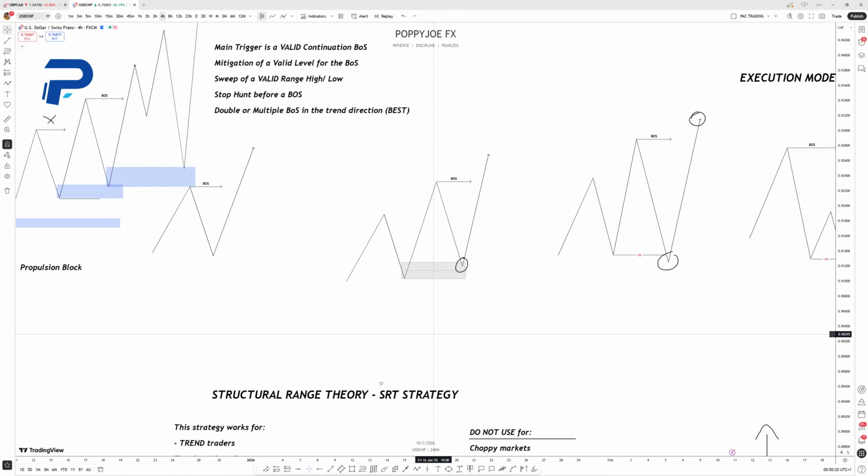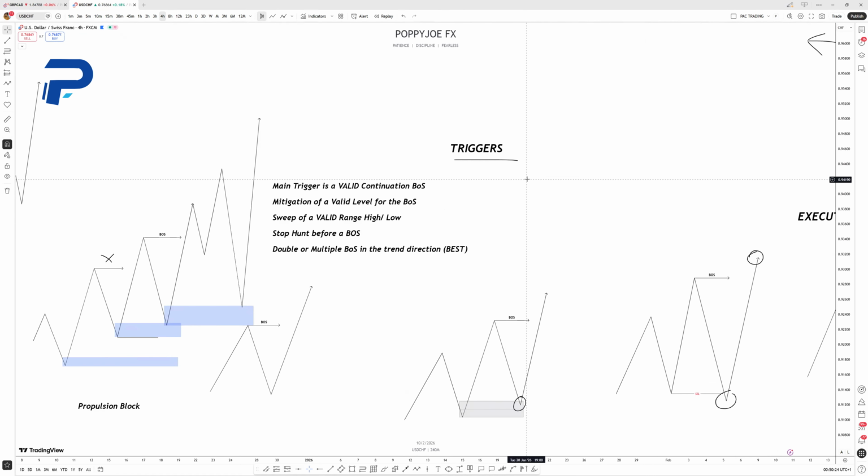But we have a lot of these triggers, right? So I will show you the main ones, and I'll explain everything. And of course, I will make it clear which one of these triggers you can choose to use, right? But the main thing, in fact a common factor, is BOS. Okay, the main trigger is a valid continuation BOS.